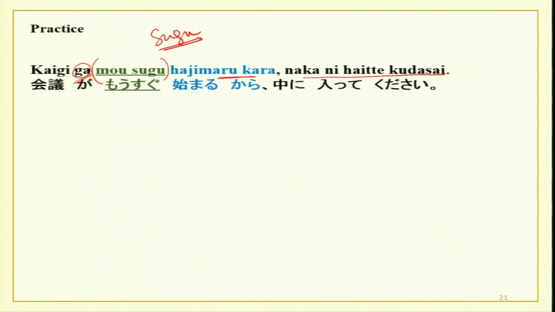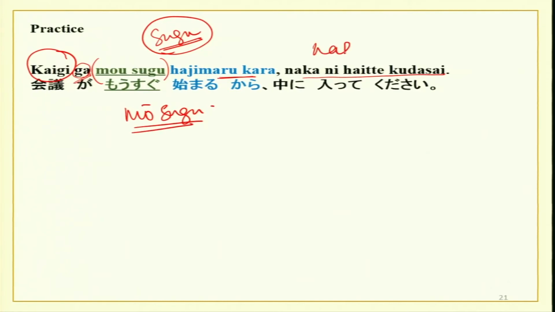You have done sugu. Sugu means immediately, right now, within a few minutes. But mo sugu means, well, not immediately, depending on what you are talking about. It's kaigi over here. So, mo sugu means within another 10-20 minutes, 30 minutes, it is going to start. I have done mo sugu and sugu with you in detail earlier, so you can go check that out. For example, kaigi ga sugu hajimaru kara naka ni hairimashou.